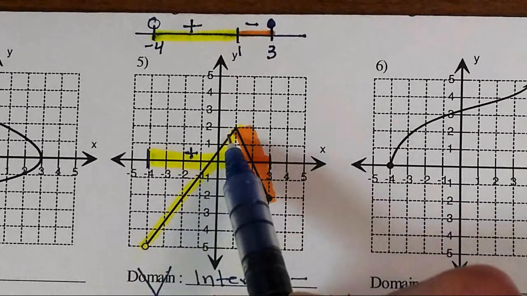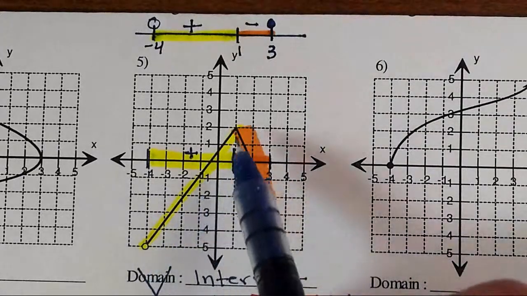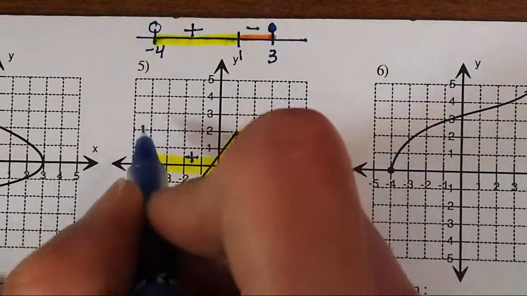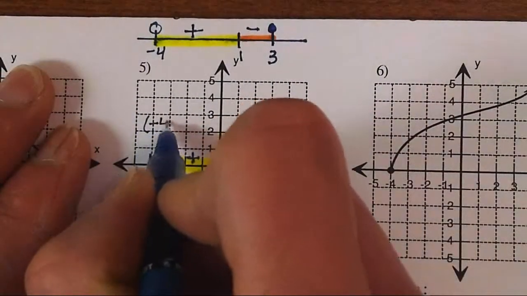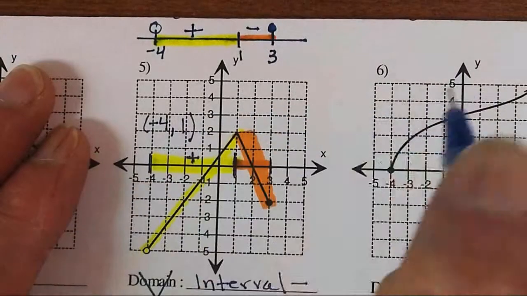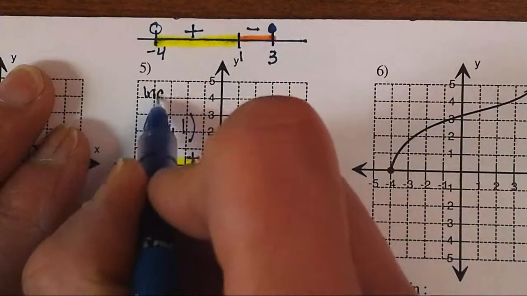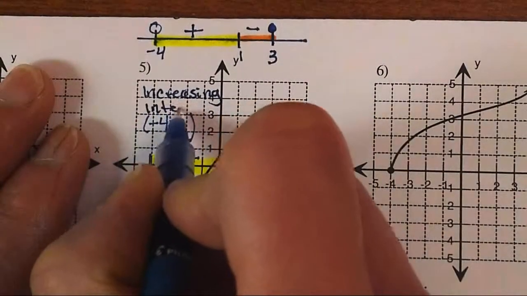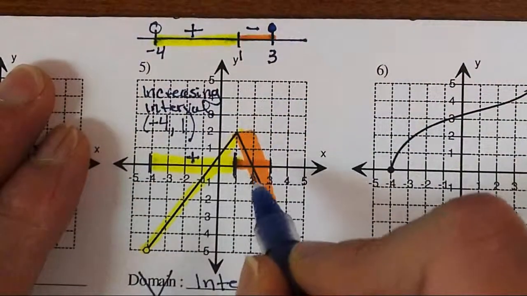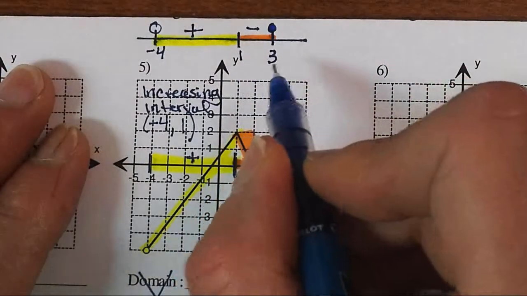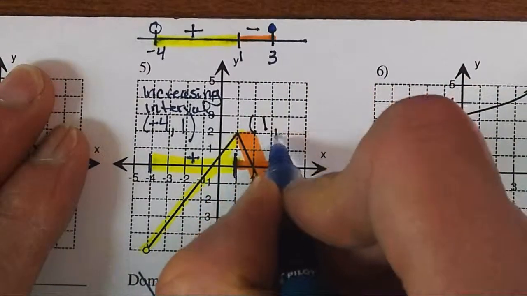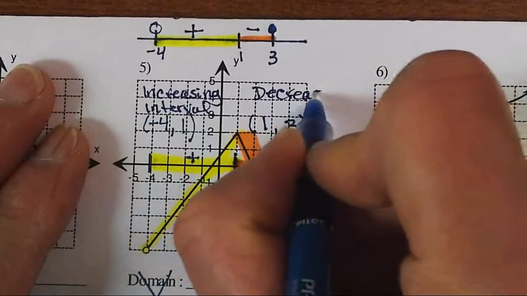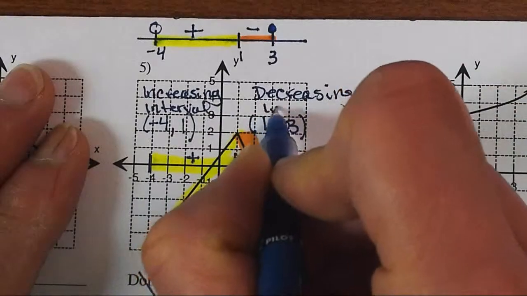So this is an increasing interval. Where does my function increase? My increasing interval is from, we'll write it right here, -4 to 1. That's my increasing interval. And my decreasing interval is from 1 to 3. So from 1 to 3, that is my decreasing interval.